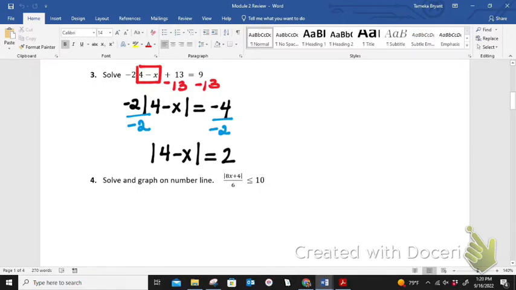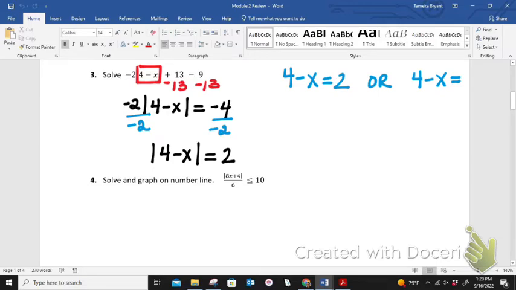Okay, so an absolute value has 2 answers. So your first answer is just 4 minus x equals 2. Go ahead and solve that. Or 4 minus x equals what? What 2 numbers have an absolute value of 2? 2 numbers that have an absolute value of 2 would be +2 and what else? And -2. So let's go ahead and put the -2.